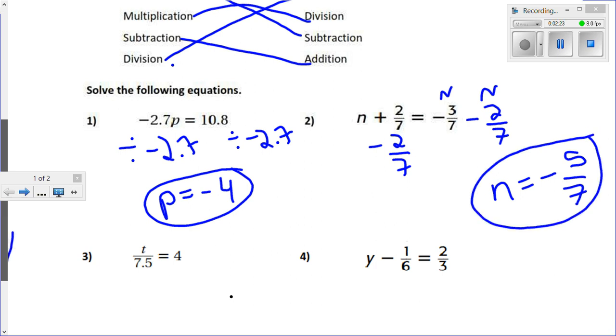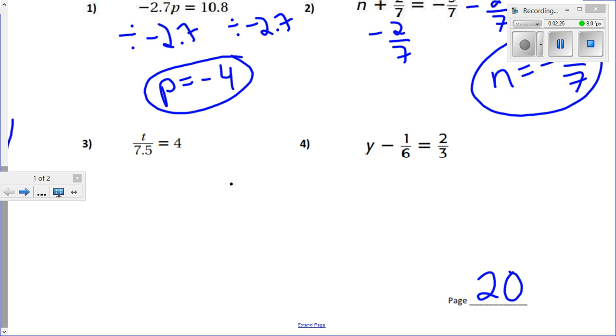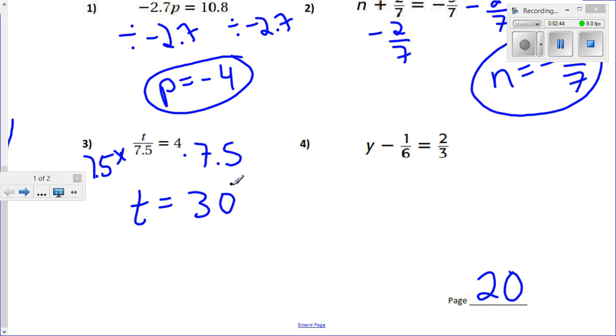On 3, we have division. So we need to multiply by 7 and 5/10. So we do the same thing over here. And that would get us t equals 30. And since we had two positive numbers, our answer is going to be positive.